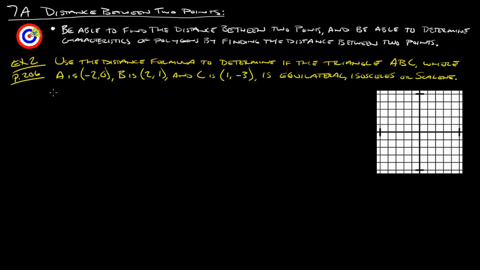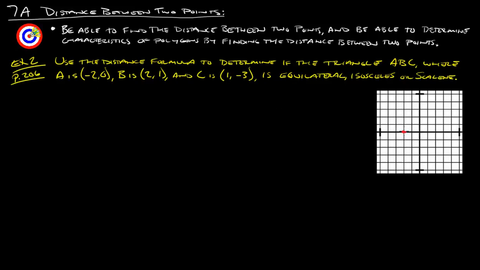Okay? So example 2 from page 206 says use a distance formula to determine if the triangle ABC, where A is -2, 0, B is 2, 1, and C is 1, -3, is equilateral, isosceles, or scalene. Okay? I'm going to do the Pythagorean theorem way because I find that a lot easier, especially if I'm looking to try to see what kind of triangle this is. So I'm going to graph these 3 points.